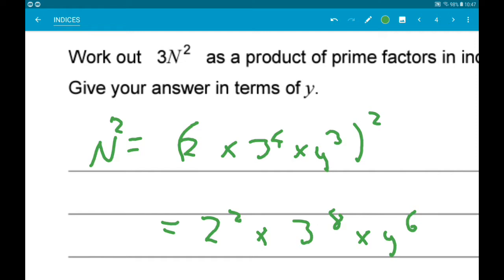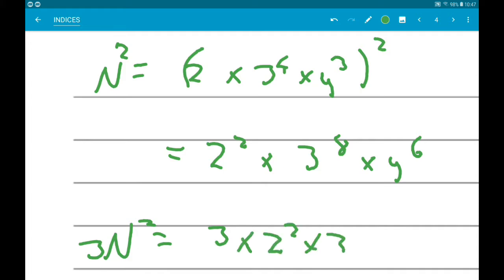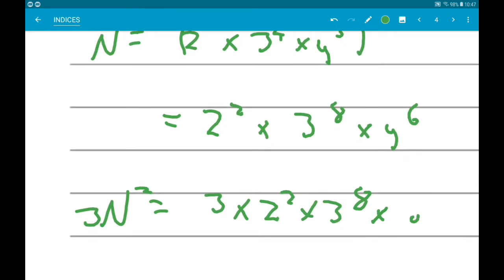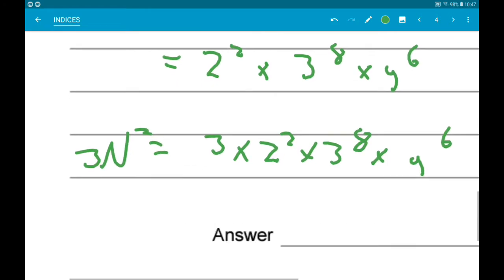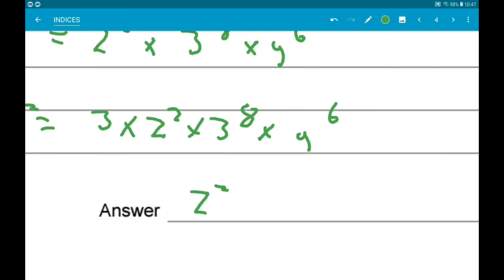Okay, then 3n squared is going to be 3 times 2 squared times 3 to the 8 times y to the power 6. Then we can collect the 3's together, and this is going to give us 2 squared times 3 to the power 9 times y to the power 6.